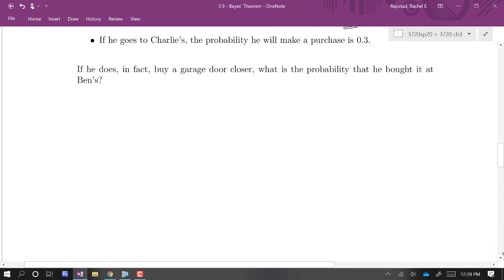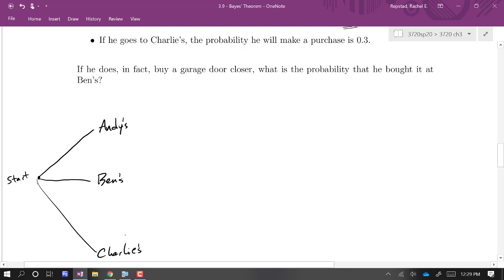So in the actual chronological sequence of events that happens, we have a starting point. I'm going to make a little probability tree, and this is how we're going to find it useful to organize our work. So he's either going to go to Andy's or Ben's or Charlie's. When I make this tree, I really have to start with what comes first chronologically. So he's going to pick a place to go: Andy's, Ben's, Charlie's. And on the branches, I'm going to put the probability. So there's a 0.3 chance he goes to Andy's, there's a 0.2 chance he goes to Ben's, and there's a 0.5 chance he goes to Charlie's.